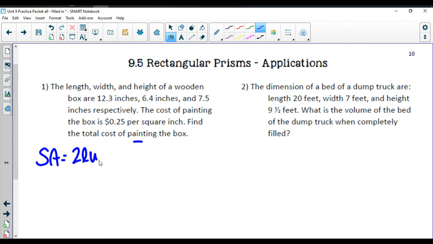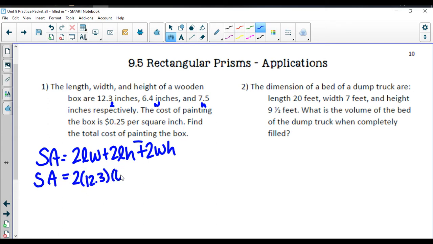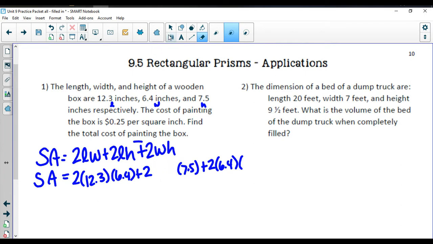So our formula is 2LW plus 2LH plus 2WH. I have my length, my width, and my height. I'm going to have to be very careful with these decimals here. So I have 2 times 12.3 times 6.4 plus 2 times 6.4 times 7.5 plus 2 times, I just messed this one up, length times the height. Length is going to plug in because the length is 12.3, times the height is 7.5, and then 2 times the width times the height, which is 7.5.